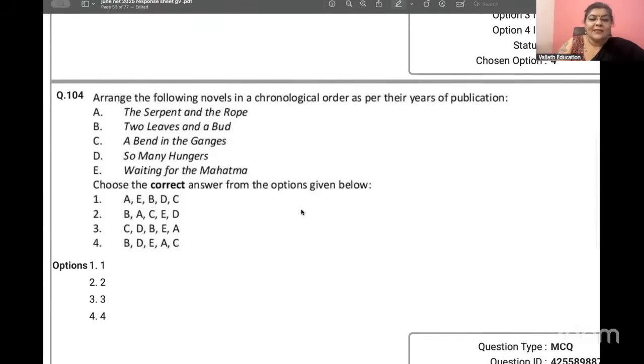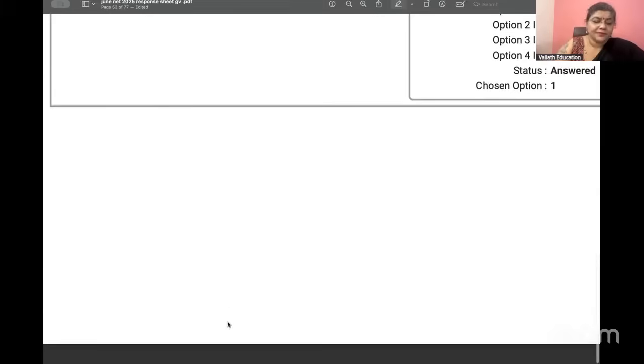Okay. Then, this is very easy. You should know Serpent and the Rope, 1960. You should know Bend in the Ganges. Waiting for the Mahatma is 1955. These are classics of Indian literature. You can't blame them for asking. Right? So, that is also not easy.